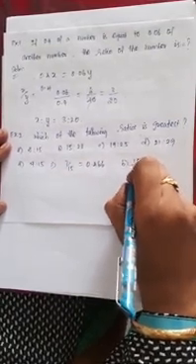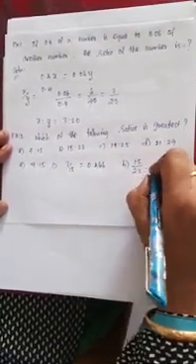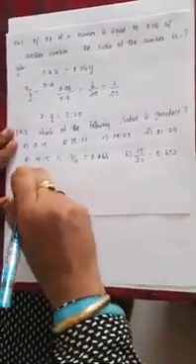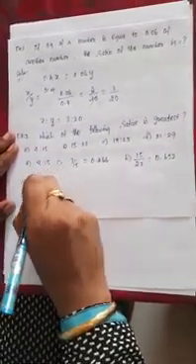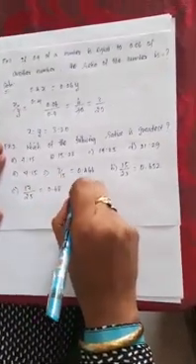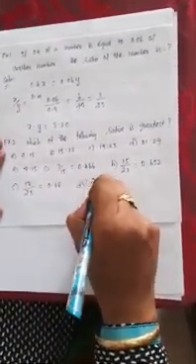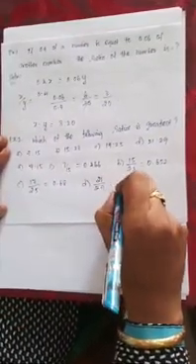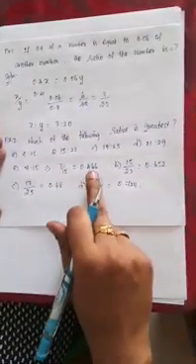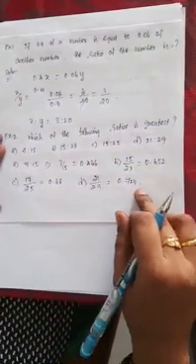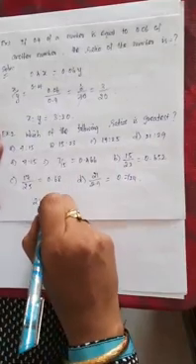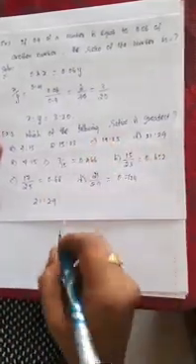That is 15 by 23, which is equal to 0.652. And next one is 17 is to 25. That is 17 by 25, which is equal to 0.68. And last one is 21 by 29 is equal to 0.724. Clearly comparing these 4 numbers, 0.724 is the greatest one. Therefore 21 is to 29 is the greatest ratio.